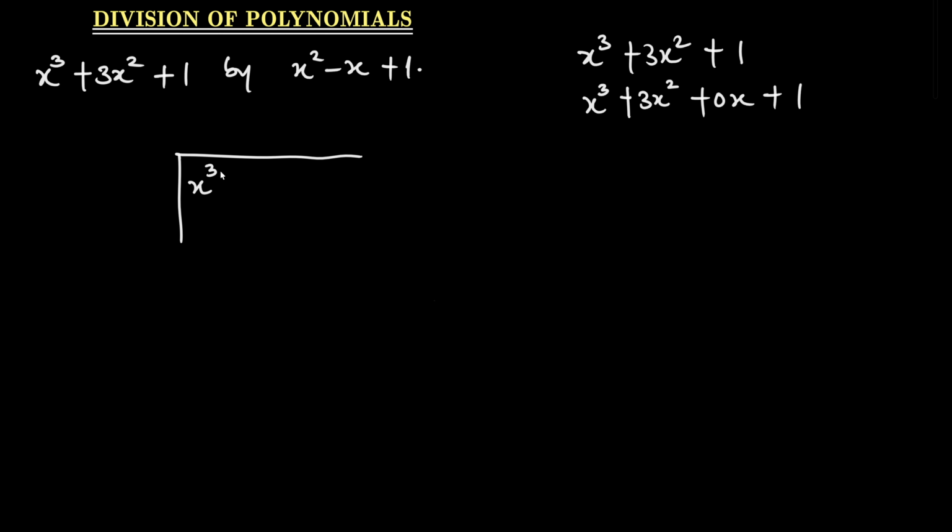x to the power of 3 plus 3x squared plus 0x plus 1. So right here we have x to the power of 2 minus x plus 1. Then we take x squared to divide x to the power of 3. That is going to be x. And then when we start to multiply, x goes back to multiply x squared, we have x to the power of 3 again. And then x multiplies negative x, you have negative x squared. And then x multiplies 1, you have x.